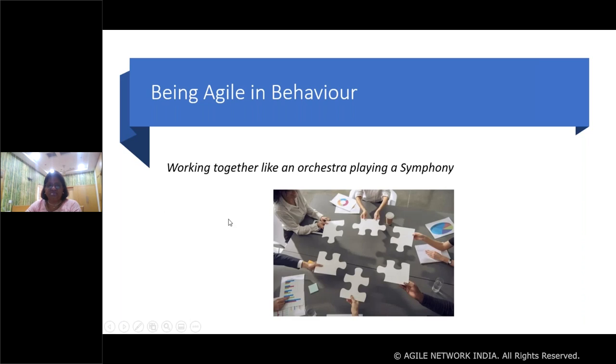The agile way of working is actually like playing a symphony, like how we have all seen how the orchestra plays. There is one conductor and everyone looks up to him and everyone comes in and plays their part, and there is perfect synchronization. This is exactly what we need to do in agile.